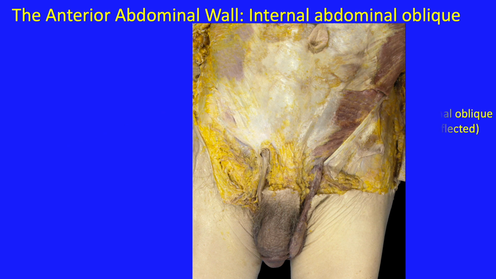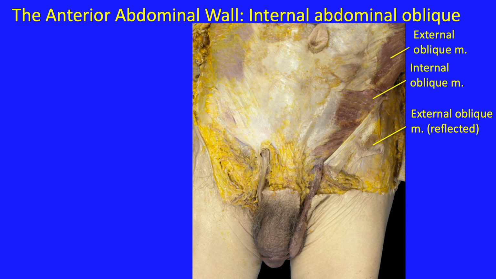Reflecting the external oblique muscle on the left side reveals the internal oblique muscle. Part of the external oblique muscle is still present. Note how the fibers of the internal oblique muscle run perpendicular to those of the external oblique muscle.